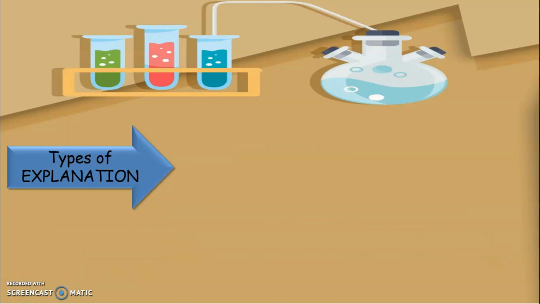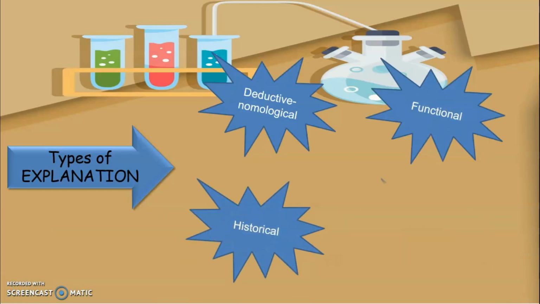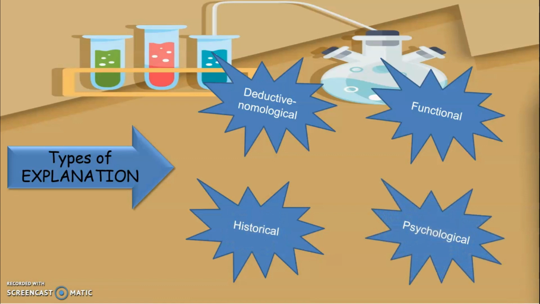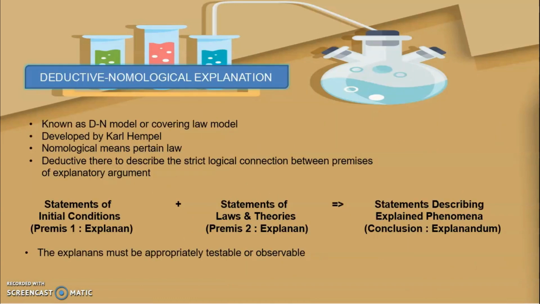Next, there are 4 types of explanation, which are: the first one is deductive nomological explanation, the second one is functional explanation, the third one is historical explanation, and the last one is psychological explanation. So now, let us take a look at the types of explanation one by one. The first type of explanation is deductive nomological explanation. Deductive nomological explanation is also known as the DN model and was developed by Carl Hempel.